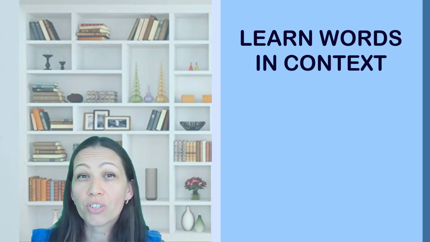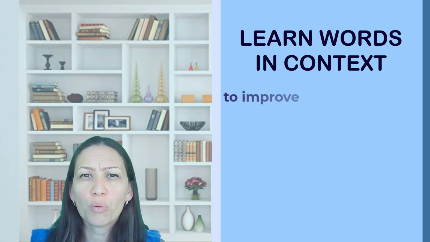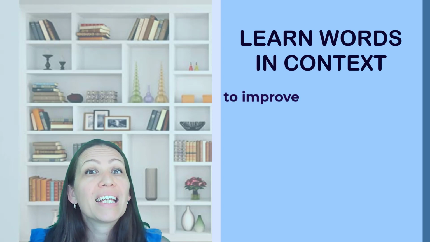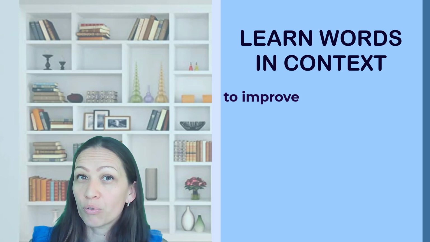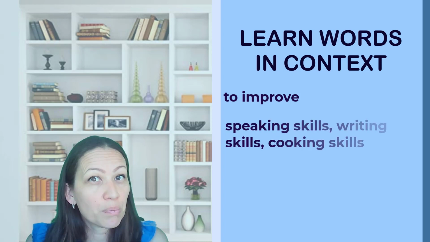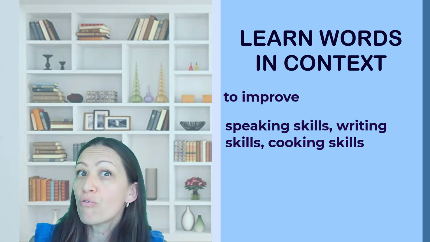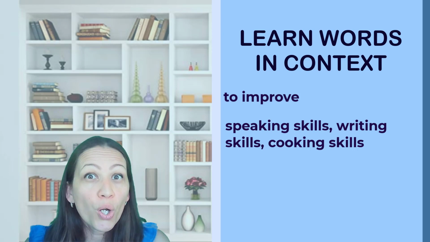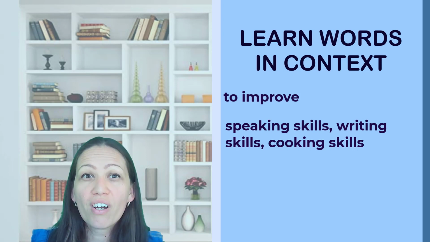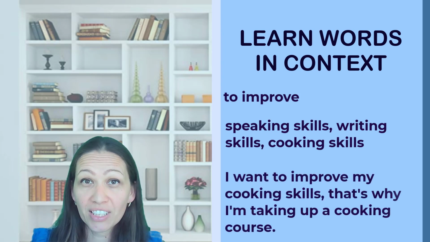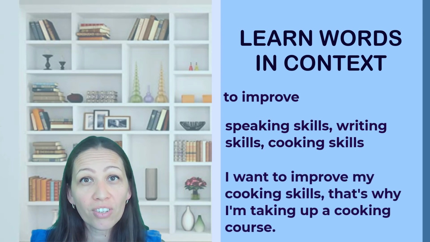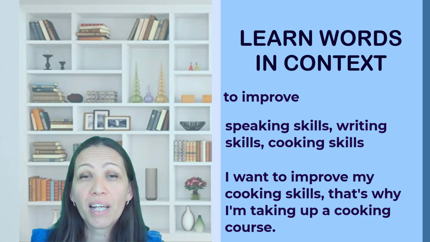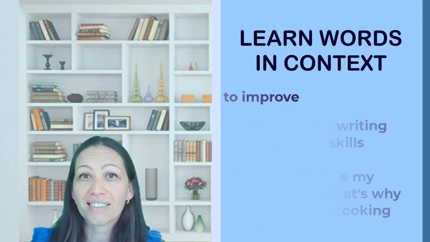For instance, you come across the verb to improve. To improve means to make something better. We can improve skills, we can improve speaking skills, we can improve writing skills, or we can improve cooking skills. Try to use them in sentences. For example, I want to improve my cooking skills. That's why I'm planning to take up a cooking course.